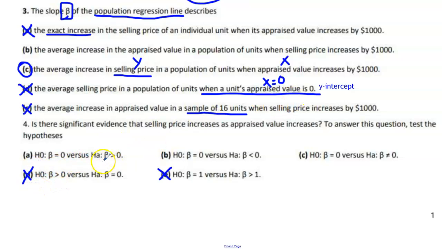The only thing that we have now is to figure out if it's a one-tailed or a two-tailed test and which direction. Well, it says selling price increases as appraised value increases. That seems to be a direct relationship: as Y increases, X increases. So we're looking for positive slope. In other words, beta is greater than 0. Beta is greater than 0. This is our guy. Moving on.